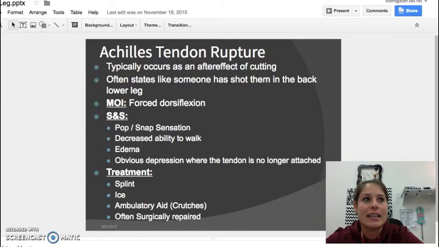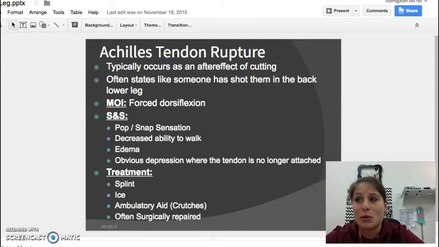We see this a lot in soccer and sometimes in football when they have to cut and change directions very quickly. You are going to know when this happens. There's going to be a pop or a snap sensation. It's going to be instant. You are going to lose the ability to walk because you won't be able to plantar flex that foot anymore. This is a situation where you would splint the injury and get them to the doctor.